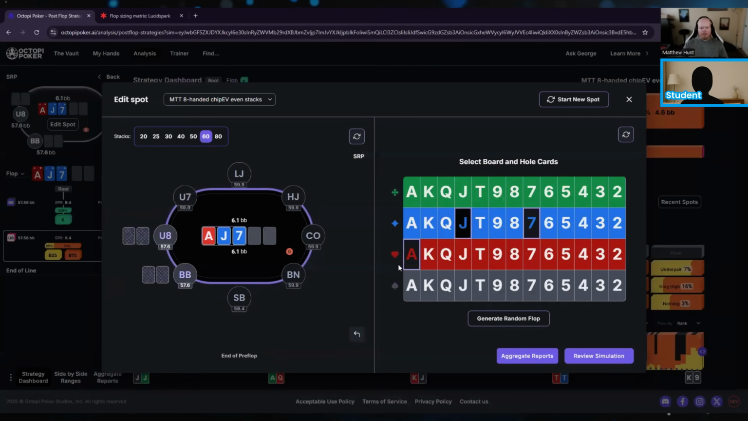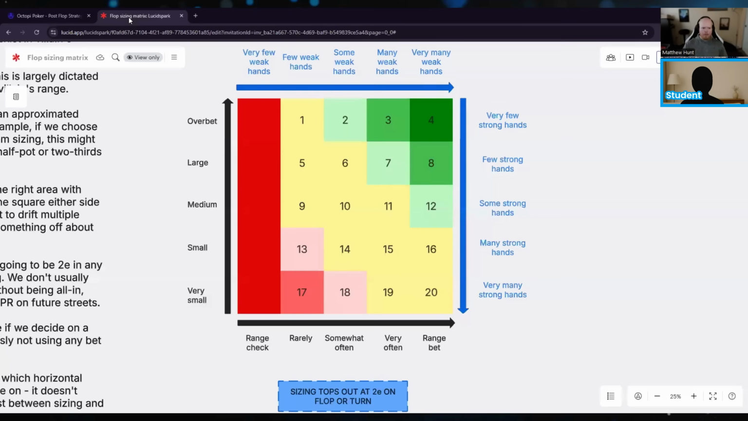Now, I want to look at a different type of board texture. I want to look at, let's go with Queen 6-3 all diamonds. So now we've got a different kind of a thing to worry about, right? We've got a board texture that is monotone. So let's come back to the matrix here.